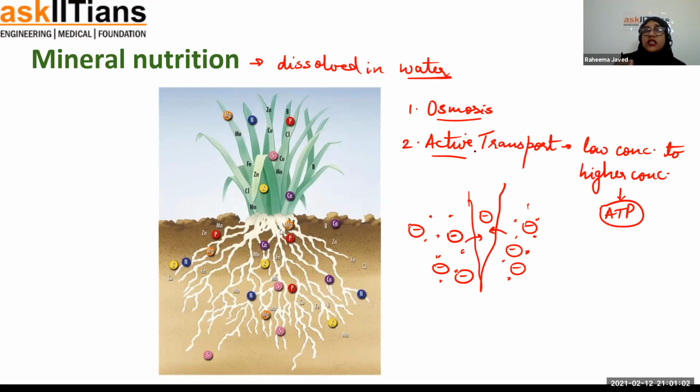If there is deficiency of even a single mineral ion, there can be a lot of symptoms. The deficiency symptoms can be observed in the plant, due to which deficiency diseases can occur. So in this picture, you can see many ions, like nitrogen, potassium, iron, magnesium, zinc, manganese, calcium, phosphorus, etc.